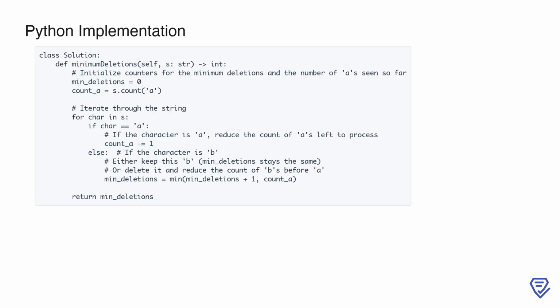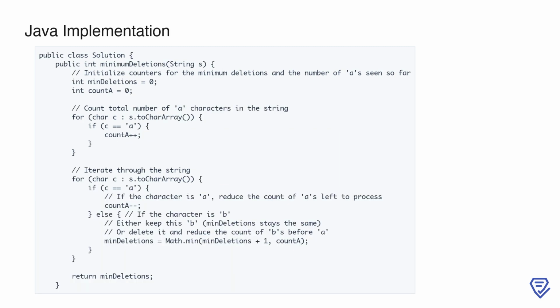Key insights. By maintaining a running count of the A's and dynamically updating min_deletions, we ensure an efficient solution with a single pass through the string, O(n) time complexity. The min function allows us to balance the trade-off between deleting B's early or deleting A's later, ensuring we always make the optimal choice at each step. This implementation is efficient, concise, and handles all edge cases, such as strings composed entirely of A's or B's, or empty strings. Here, we define the method minimum deletions, which takes a string S as input.